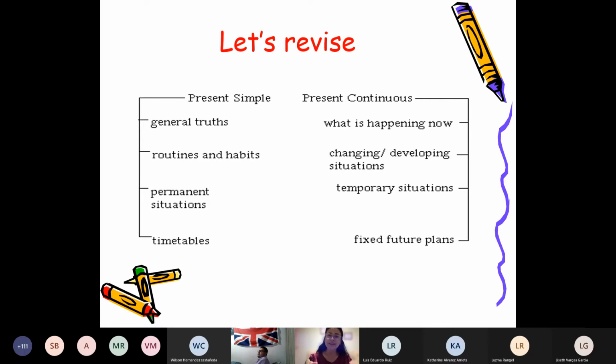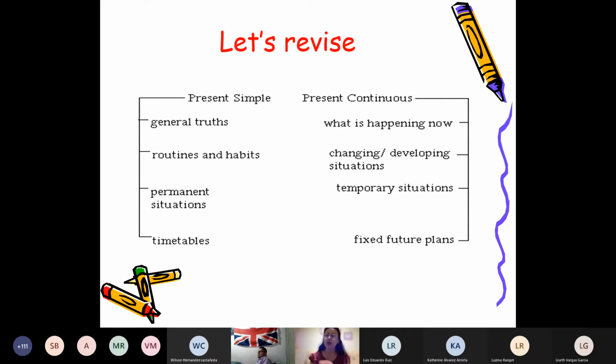For example, the sun, el sol, the sun rises every morning. El sol se levanta cada mañana. That is a general truth, okay? Also, the moon lights the planet every night. Okay, la luna alumbra. The moon lights the planet, our planet, every night. That is a general truth.